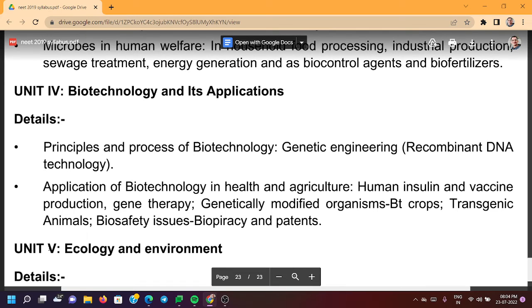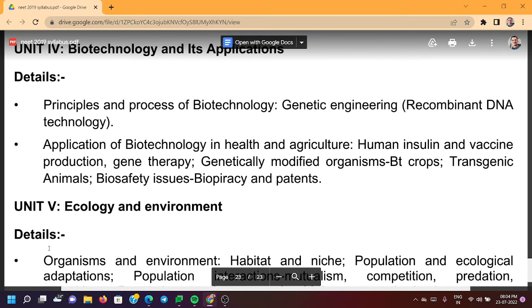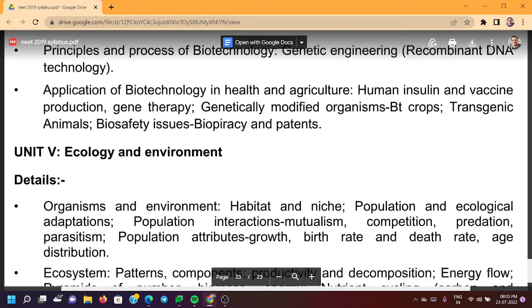Class 12th Biology, Unit 4, Biotechnology and its applications. Principles and process of biotechnology, genetic engineering, recombinant DNA technology, application of biotechnology in health and agriculture, human insulin and vaccine production, gene therapy, genetically modified organisms, Bt crops, transgenic animals, biosafety issues, biopiracy and patents.